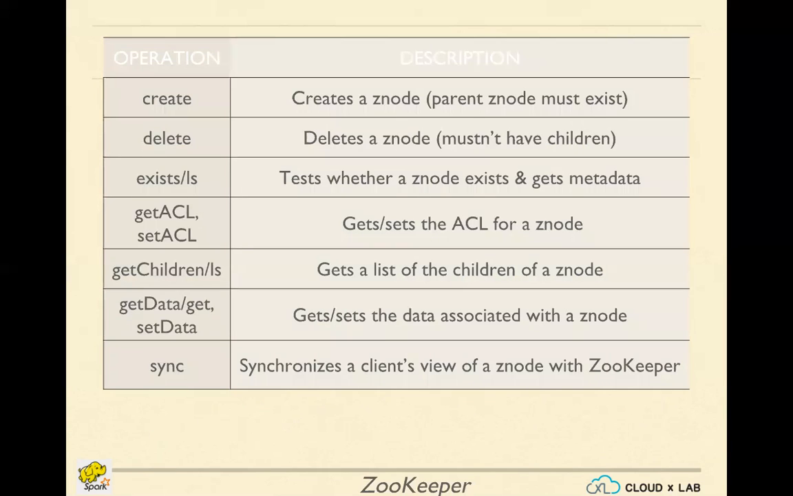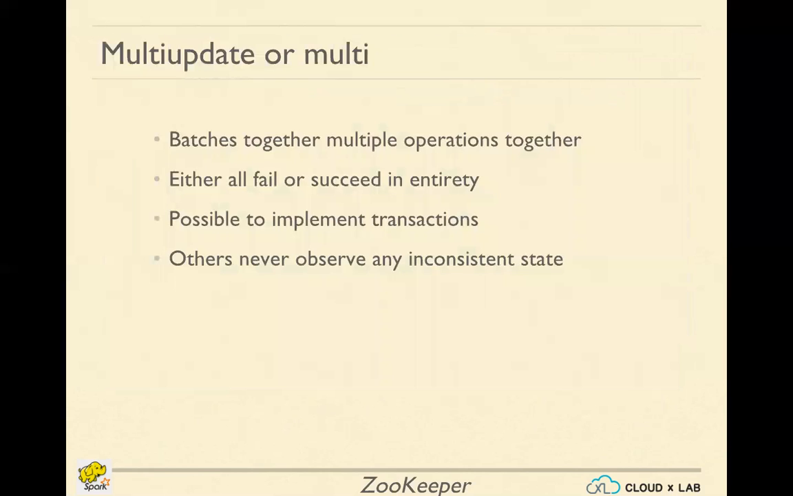Basically, these are the operations which Zookeeper provides you: create, delete, exists, meaning ls, get access control list, set access control list. Access control list means providing control over who can access and who cannot. Also get children, get data, synchronize data, and so on.